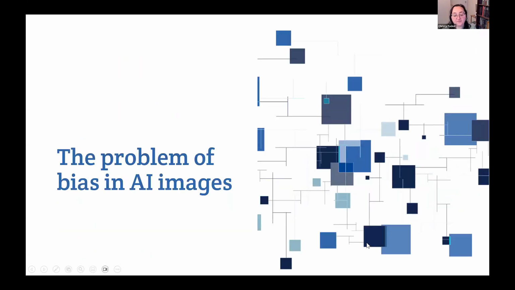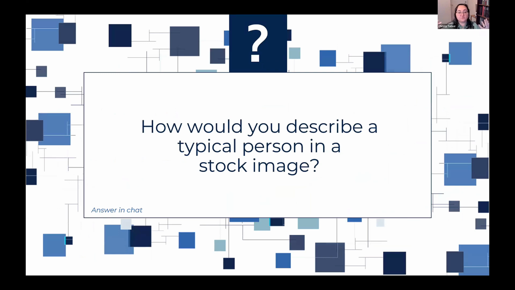So let's talk about the bias in AI images and the problem of this. Now we have this problem actually in our stock images too. So give me an answer in the chat. How would you describe a typical person in a stock image? When you picture them, what do they look like?